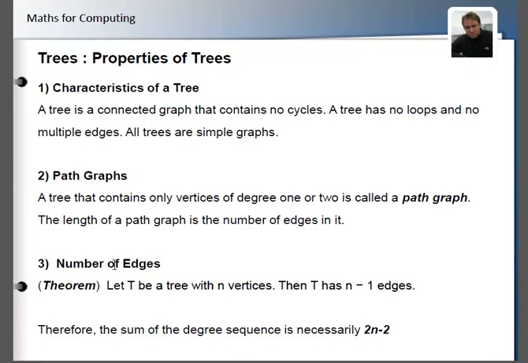Now, this is an important one. There are a couple of things related to this that we're going to flesh out properly, because this is how you'd answer a lot of the questions that will come up. Let T be a tree with n vertices. Necessarily, there are going to be n minus 1 edges. We don't actually have to prove that, but we'll take it as a statement of fact. There are always necessarily going to be n minus 1 edges.